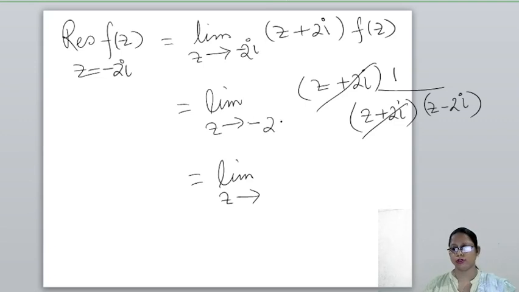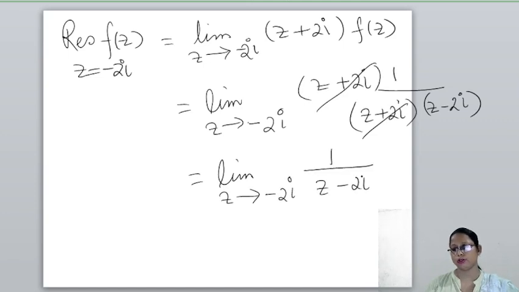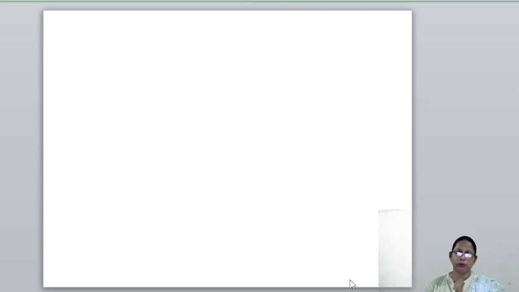This is minus 2i. This is minus 2i. So 1 by (z − 2i). This is equal to 1 by minus 4i, that is, minus 1 by 4i. These are the residues at simple poles.